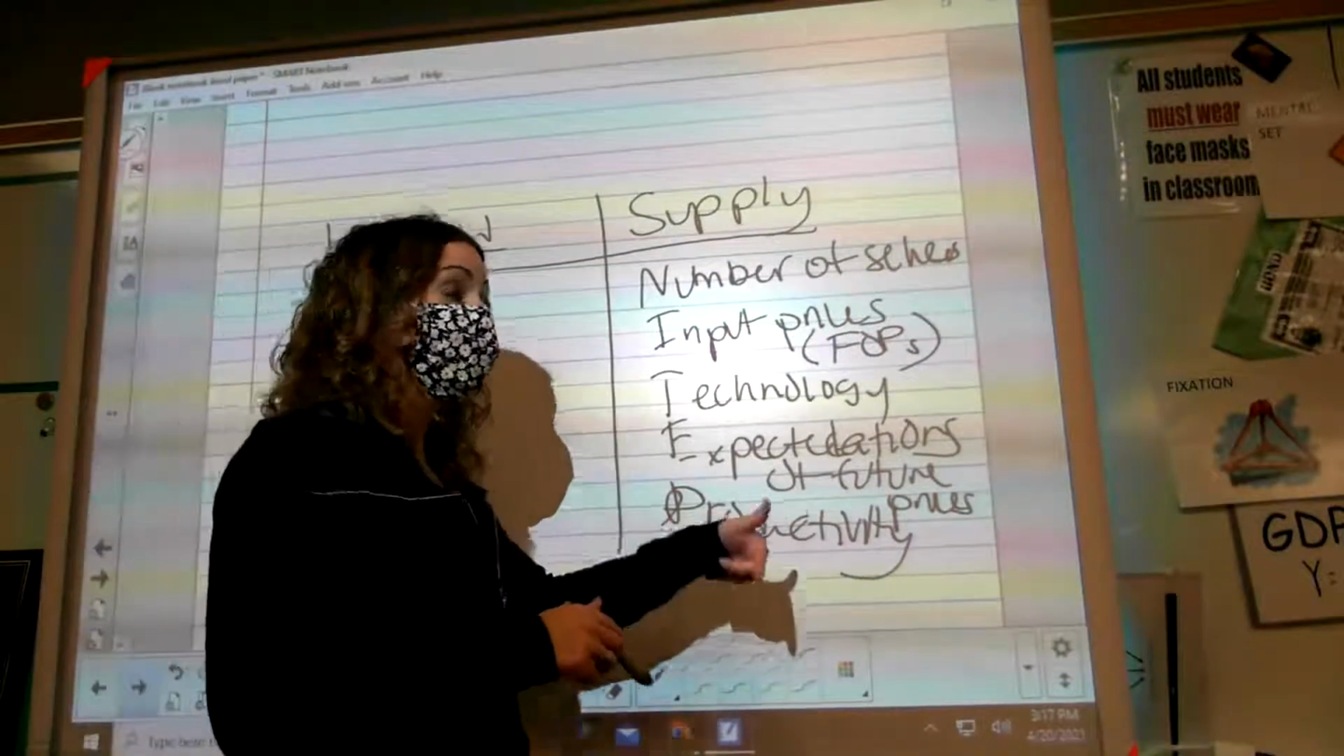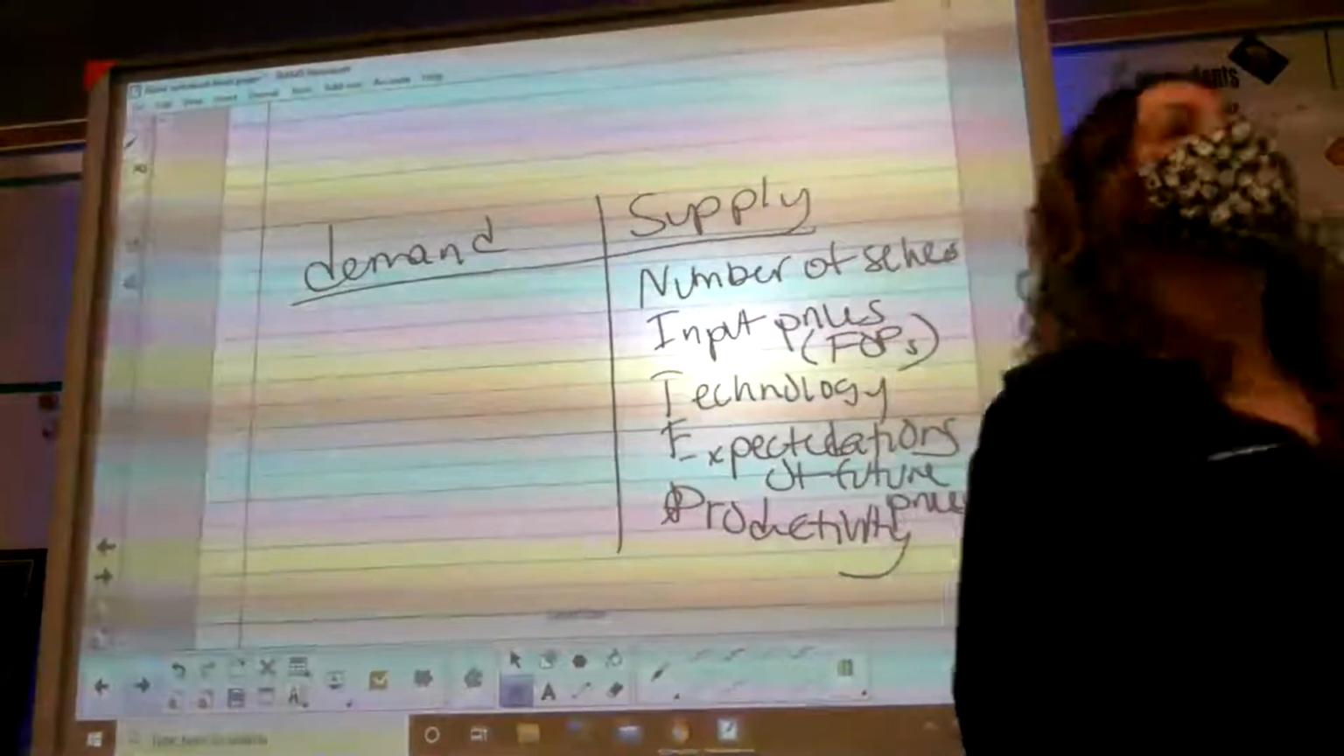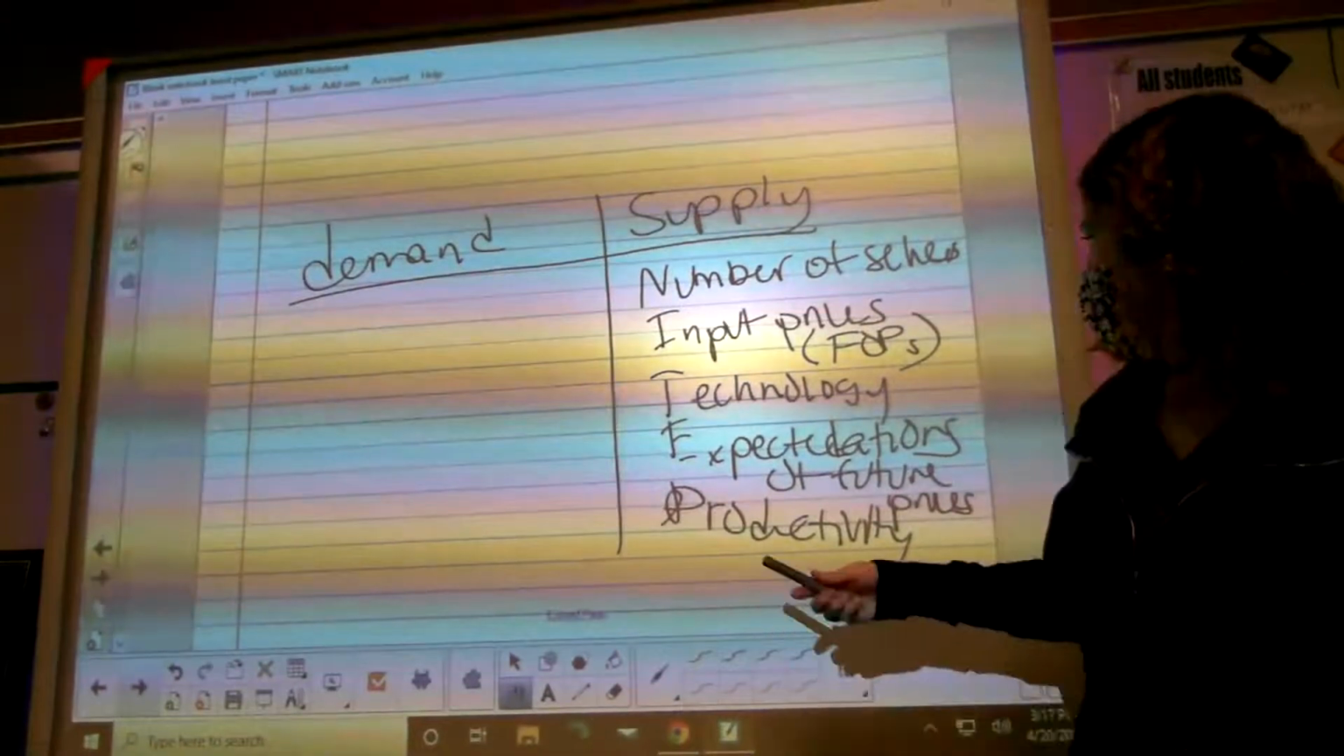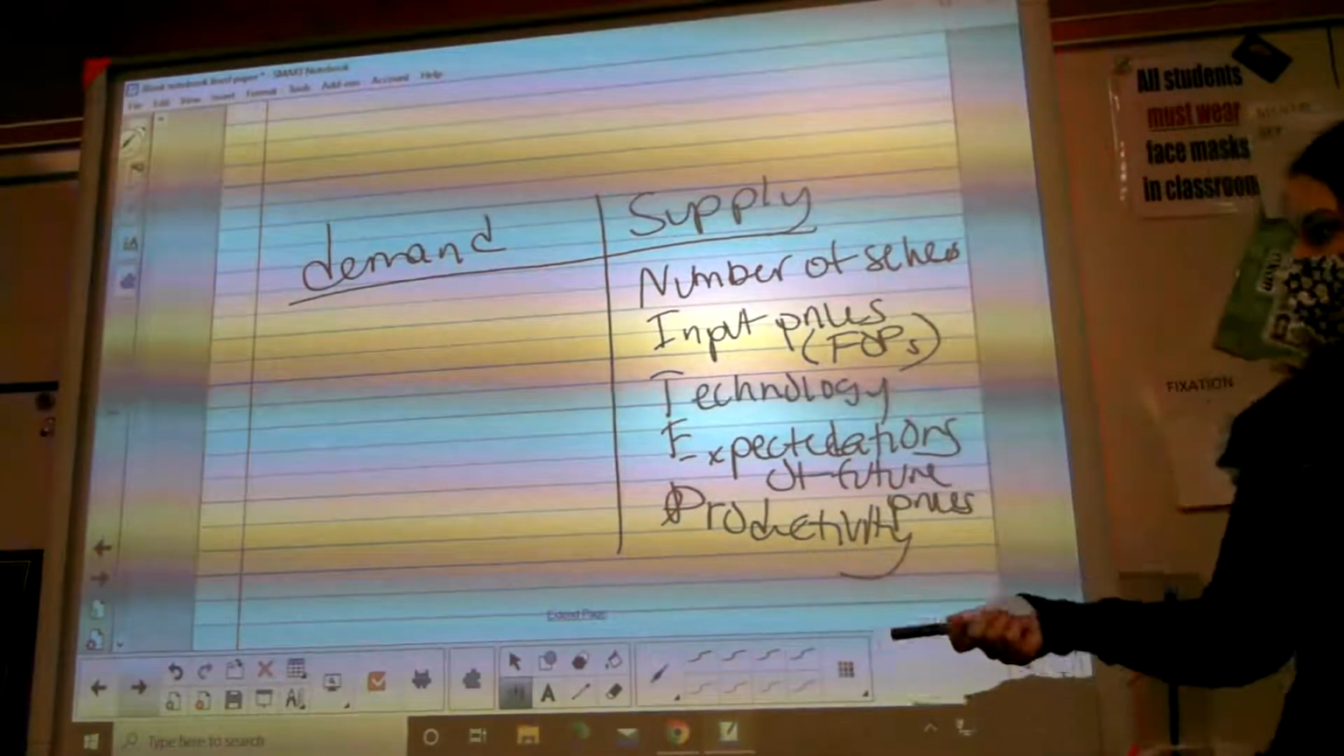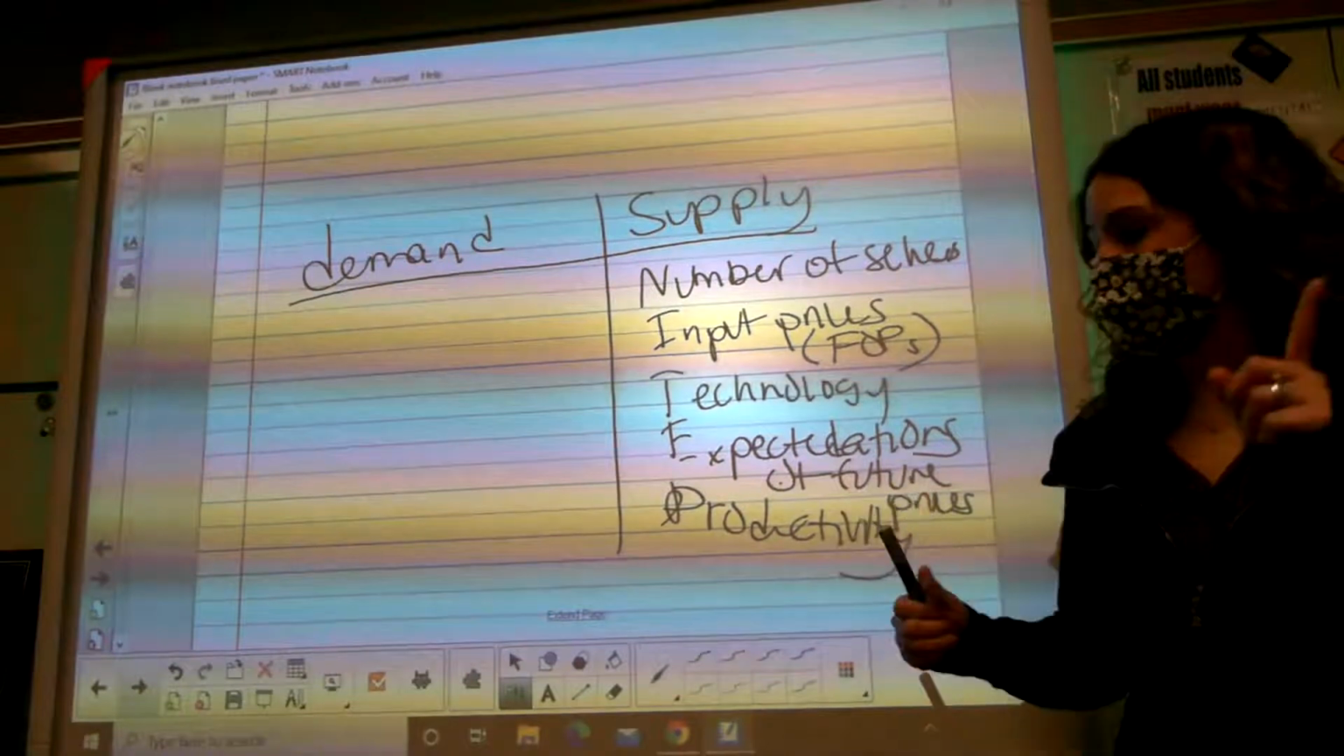Of course, if it's cheaper to buy pepperonis, you can make more pizza. Technology, more supply. Expectations of future prices is a little bit weird.